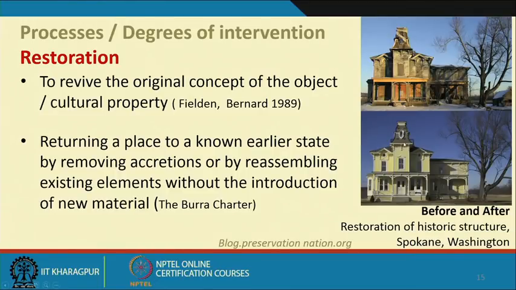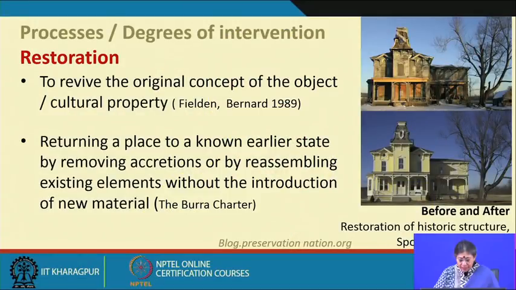You can see that this is what restoration is. This is a historic structure in Spokane in Washington. This was the original, how it was, and then it has been restored to some sort of a state. So, it is before and after. Probably it has to take recourse to some of the techniques of preservation, consolidation, repair, maintenance. All of these are very important to take it back to the original state. Generally, that is what restoration is about.